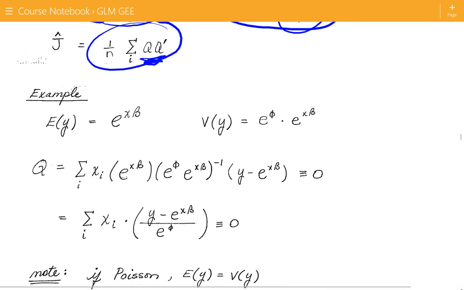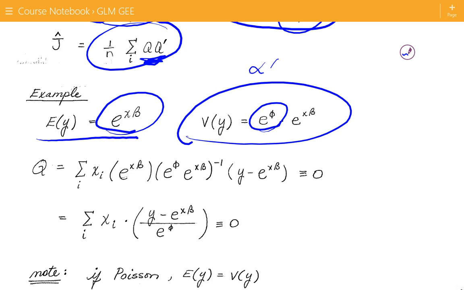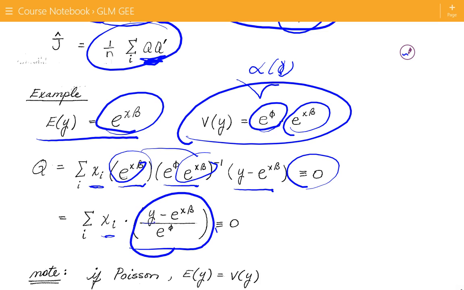So let's take an example. Let's suppose that the expected value of y is e to the xβ. So the link function is the log link, right? Because the log of the mean is equal to xβ. Let's say the variance is equal to some scale, that alpha of φ, which is going to be e to the φ times the mean, e to the xβ. Q is my xi times e to the xβ times that variance inverse times y minus e to the xβ. We're going to set that equal to 0. Do a little bit of algebra here, taking into account these two quantities, and this turns out to be xi times yi minus e to the xβ divided by e to the φ. Set that equal to 0.